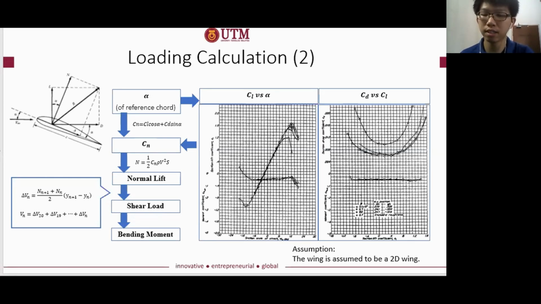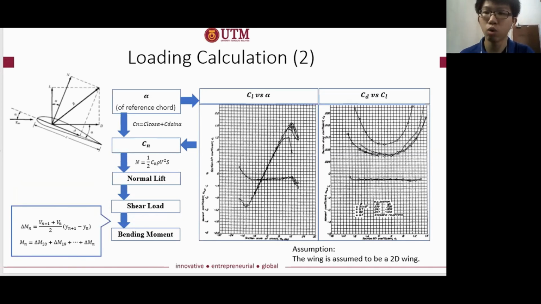Once this is done, then I will need to determine the bending moment. How? First, by determining the changes in bending moment, delta Mn, at each station as given by the equation, delta Mn. Once that is determined, then I need to obtain the corresponding bending moment, Mn, at each station just by summing up the change of bending moment. This is how I did the wing loading analysis without aileron.